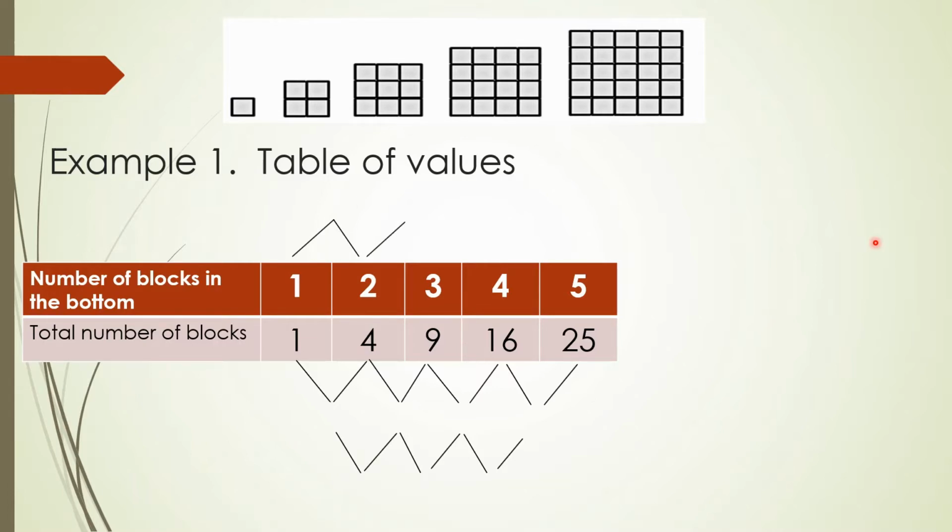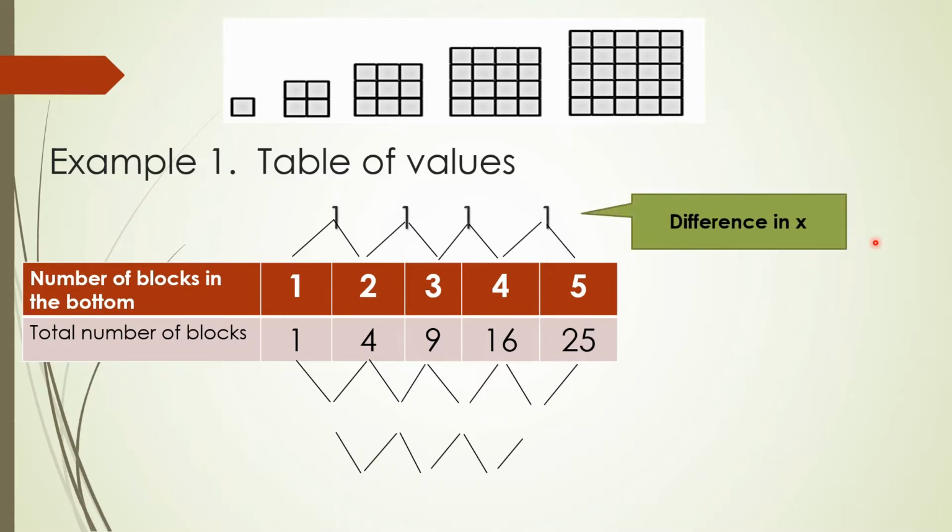the difference of number of blocks in the bottom, 1 become 2, 2 become 3, 3 become 4, and 4 become 5. So the difference between these is 1. 1 become 2, so the difference is 1. So the difference in x is 1. Every difference of these numbers is 1.